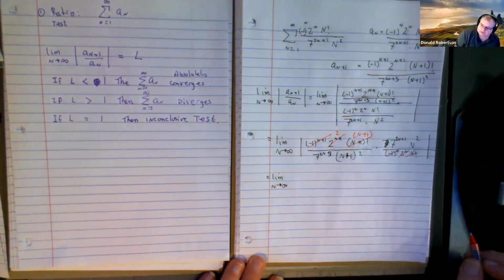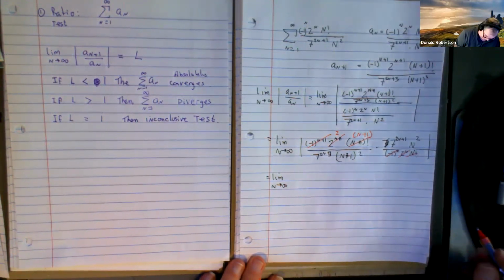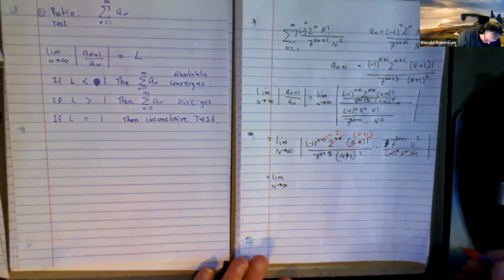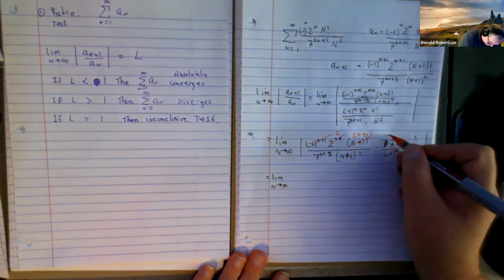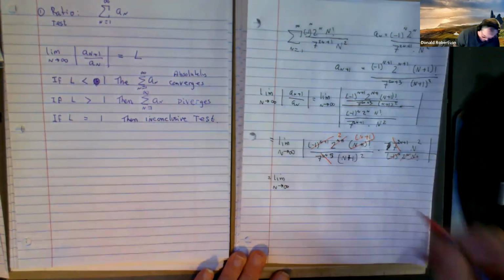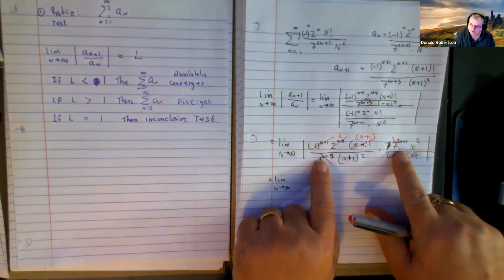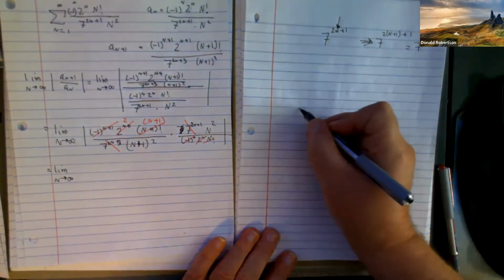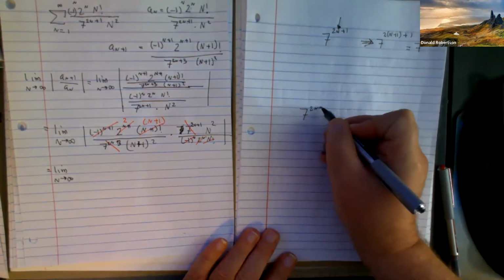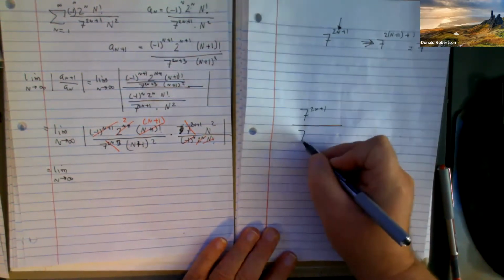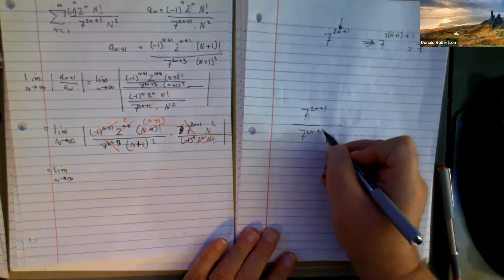Now, the one that you're all, not surprisingly, a bit hesitant about is that this does cancel with this guy. See these two guys here? They do cancel. If I write them separate, you've got a 7 to the 2n plus 1 on the top and a 7 to the 2n plus 3 in the bottom.